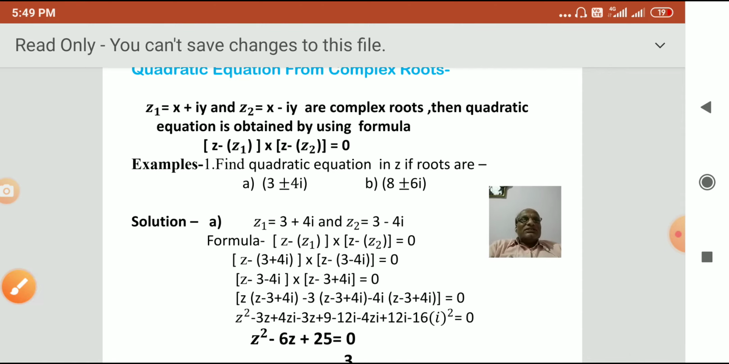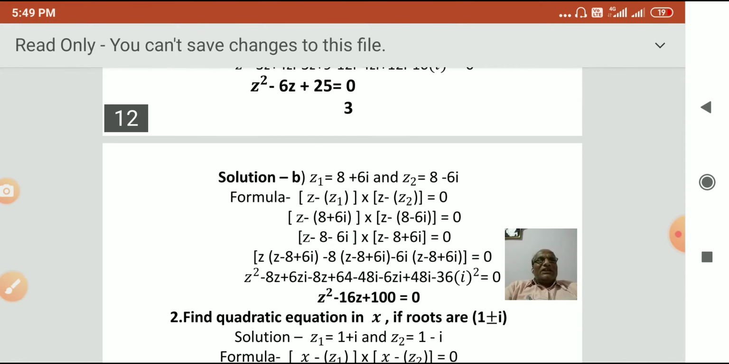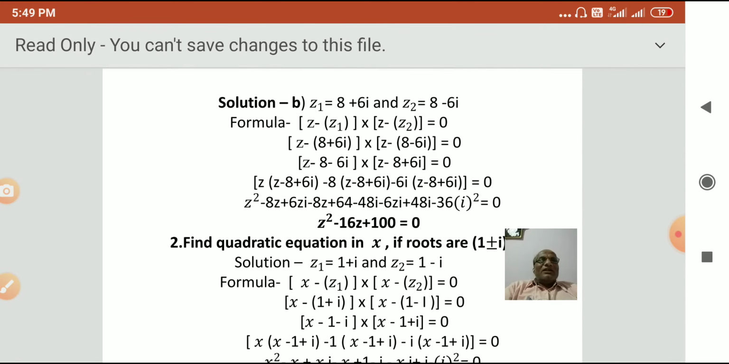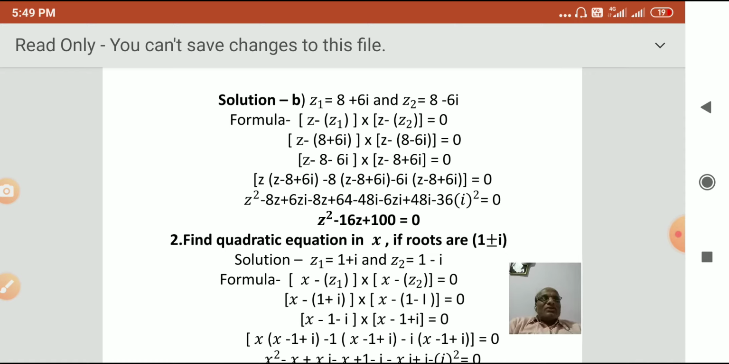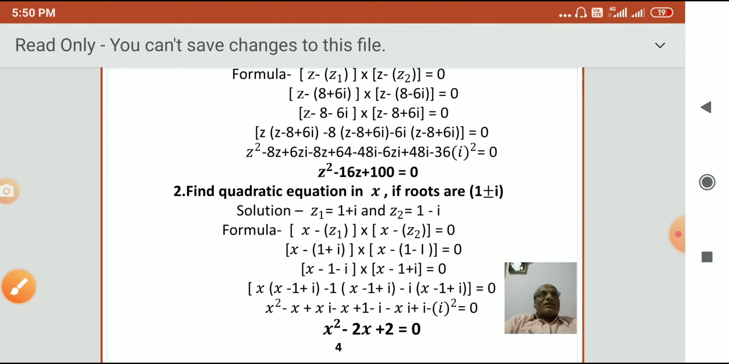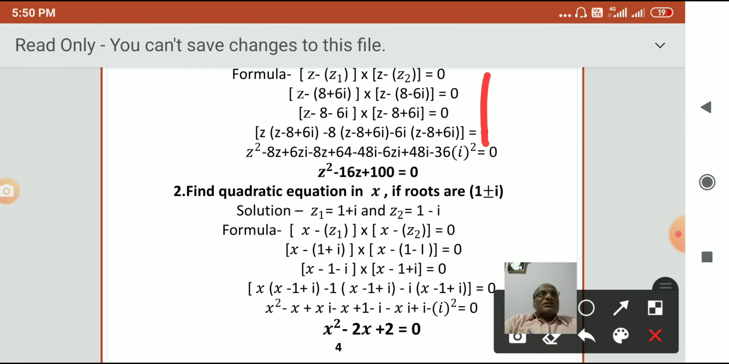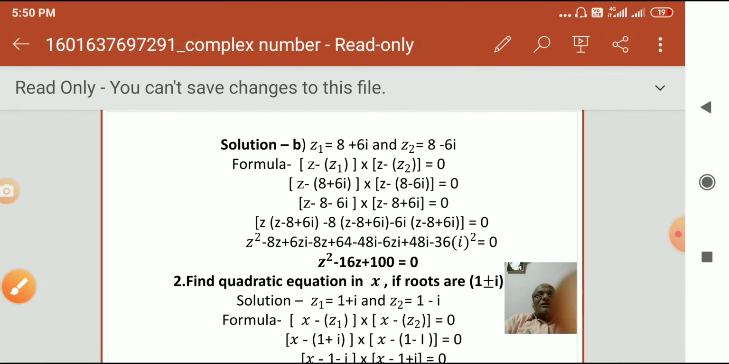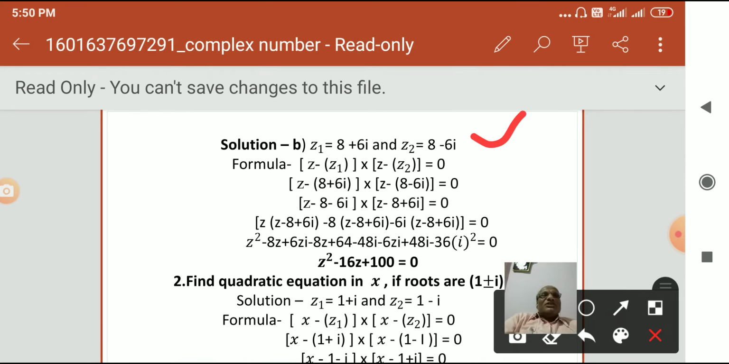So with the same theory, the same example, and the same formula, we can solve this example. Here z1 equal to 8 plus 6i, z2 equal to 8 minus 6i. So use the formula: z minus first complex root, first bracket, multiplied by z minus second complex root, second bracket, take the multiplication equal to 0.